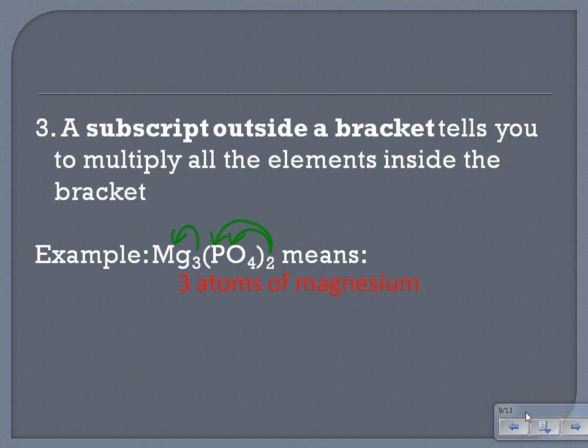So when I do that, I actually end up with 2 atoms of phosphorus, because 2 times 1 is 2, and 8 atoms of oxygen. 2 times 4 is 8. So whenever you see a subscript outside of a bracket, you have to multiply all of the elements that are inside the bracket, but not the element that's before the bracket. So notice I didn't multiply 2 times my 3 atoms of magnesium, because magnesium is not inside the bracket.